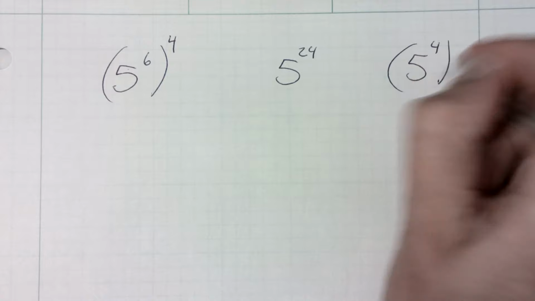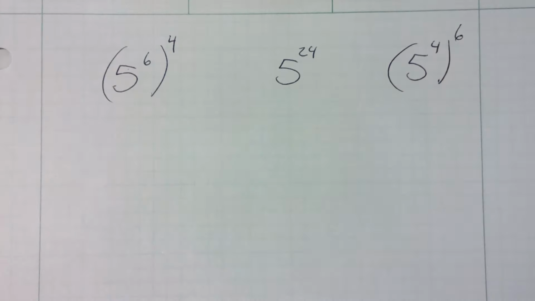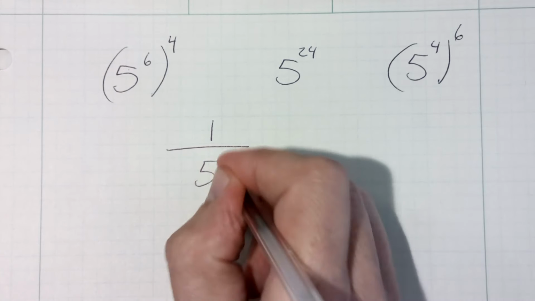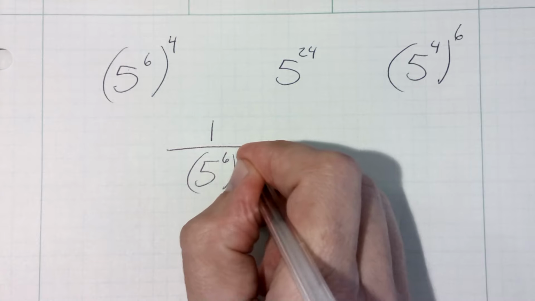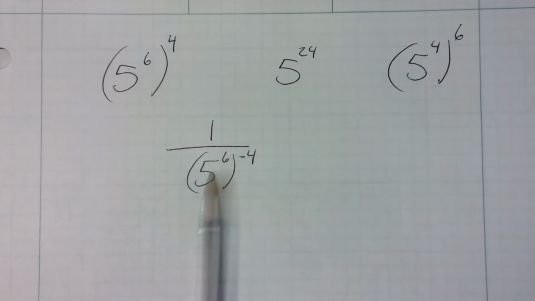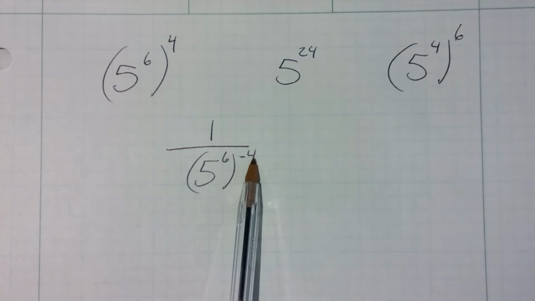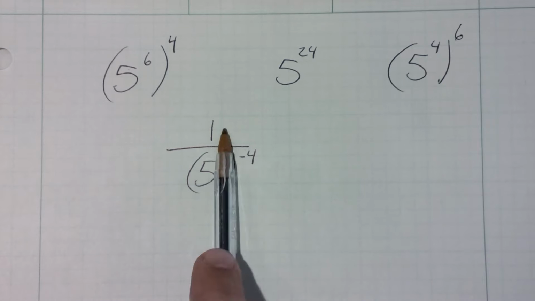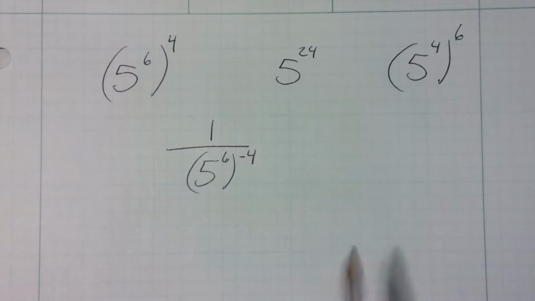But if they're just trying to make sure that you can see equivalent expressions, they might give you 5 to the 4th raised to the sixth. They might switch the positions. They might give you 1 over 5 to the sixth raised to the negative 4. And they might use a negative exponent, because if I plug in this negative 4 times a 6, that's negative 24, but that brings it back up.